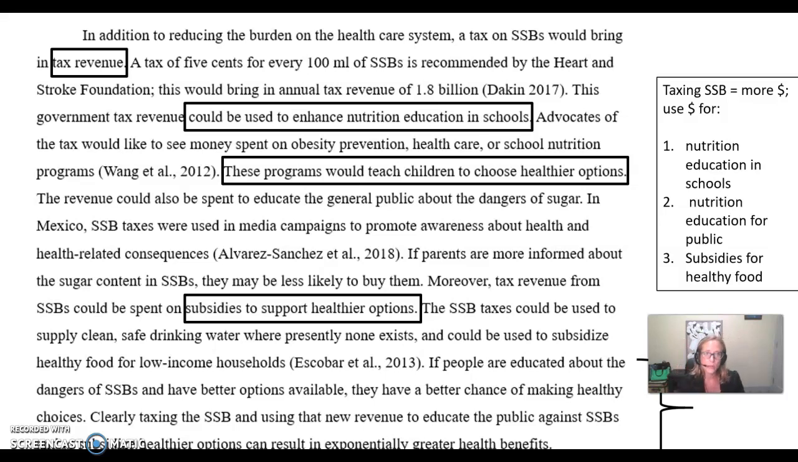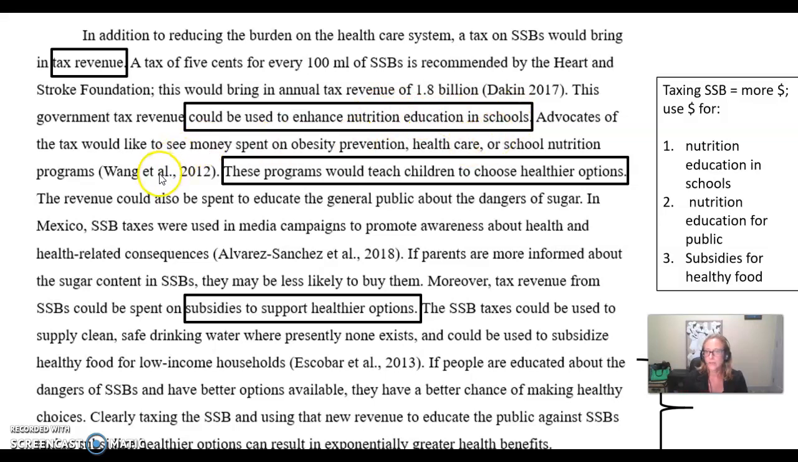And then this paragraph is talking about how the tax not only will save us money, it's going to make us money. It's going to make us tax revenue. And so then she's really talking about why is that important to make tax money? And so she's got some main ideas here. So the first main idea is that the revenue could be used to enhance nutrition education in schools. So that's a main idea.